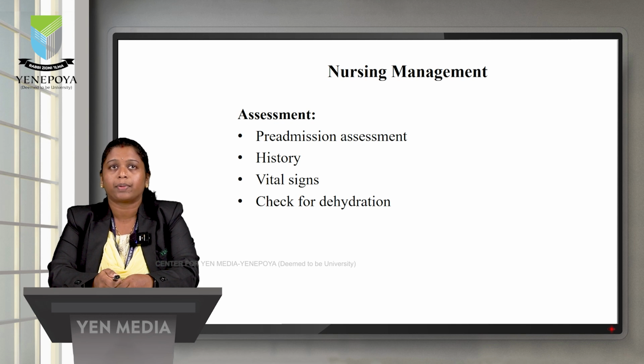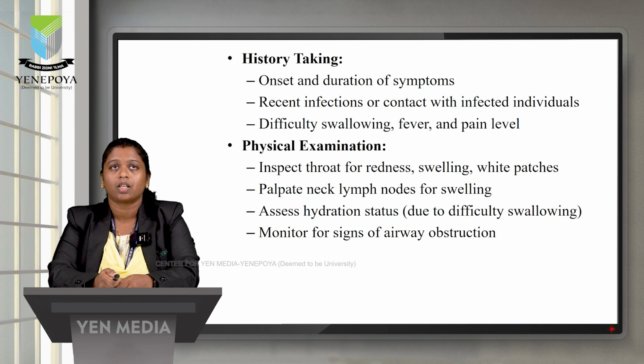So in that, pre-admission assessment must be done, and you have to go with the history collection, check the vital signs of the patient and check for dehydration. The major signs of dehydration are dryness of the mouth and increased thirst in the patient. Under the history, mainly the onset and duration of symptoms have to be asked. Then recent infections, or any history of contact with infected individuals, and difficulty in swallowing, fever and the pain level have to be asked.